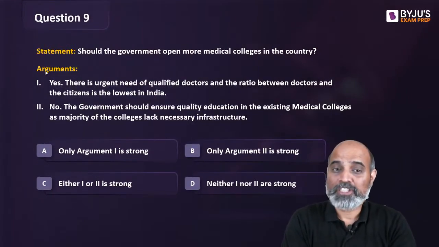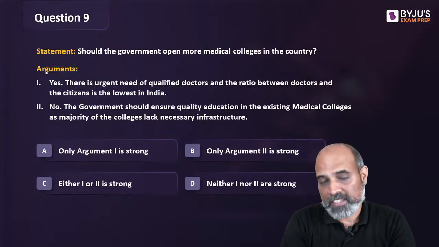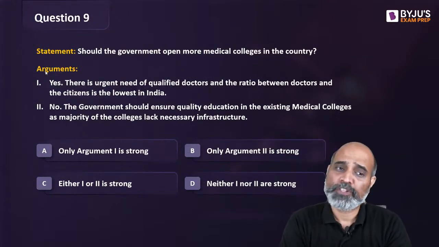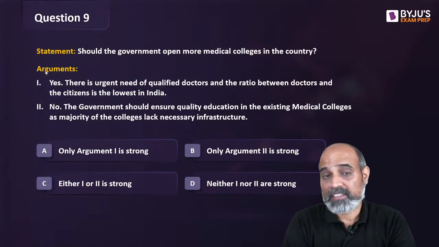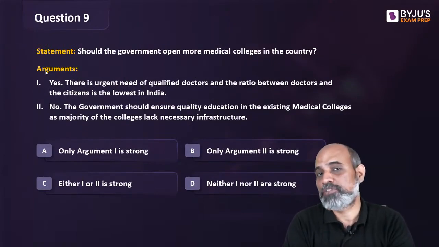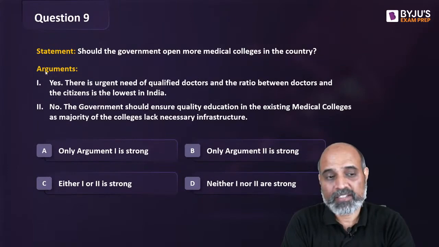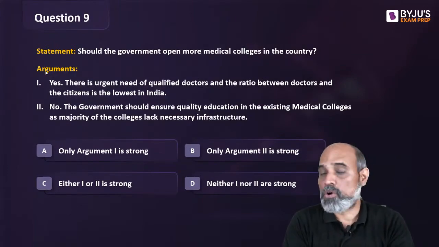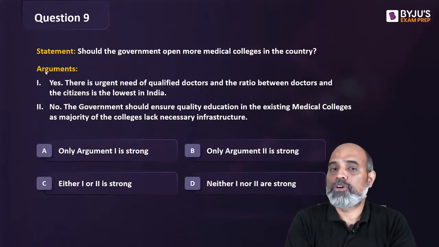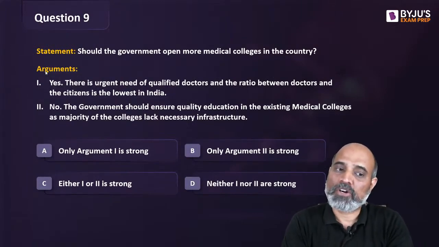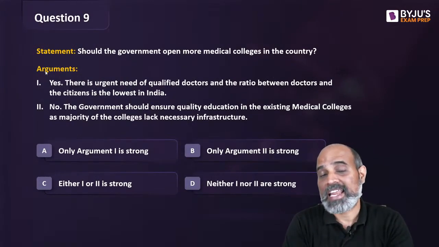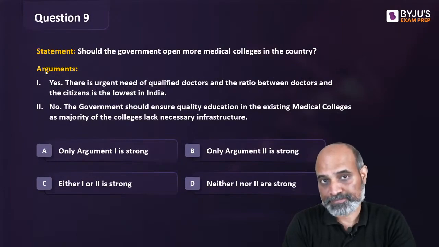Statement is, should the government open more medical colleges in the country? Two arguments. The first argument says, yes. There is urgent need of qualified doctors and the ratio between doctors and the citizens is the lowest in India. Okay? Second argument says, no. The government should ensure quality education in the existing medical colleges as the majority of the colleges lack necessary infrastructure.